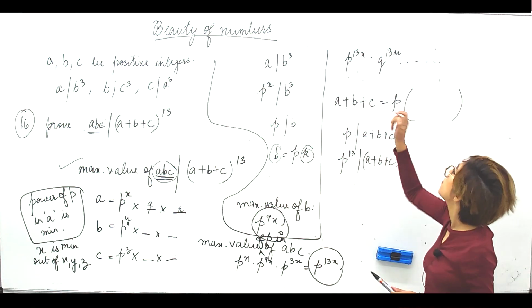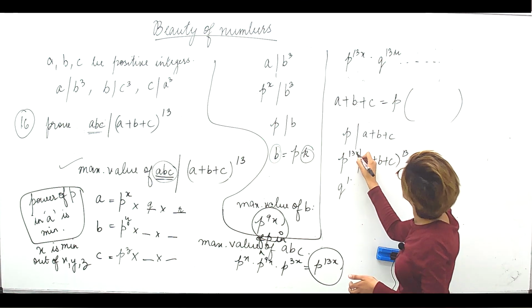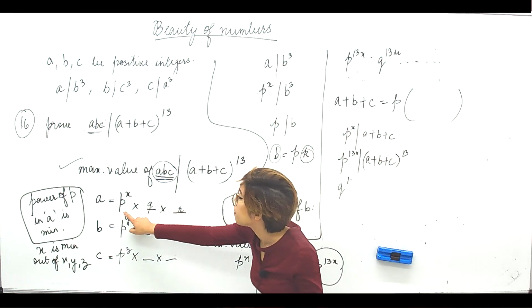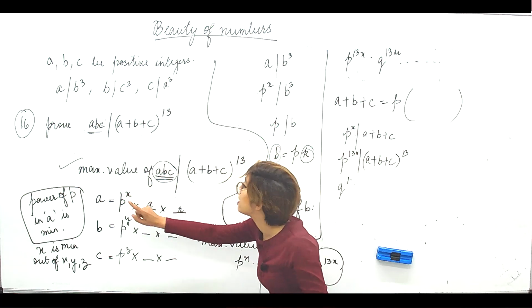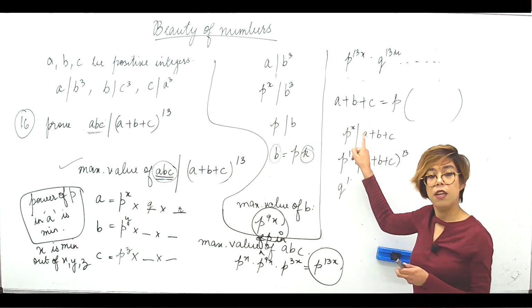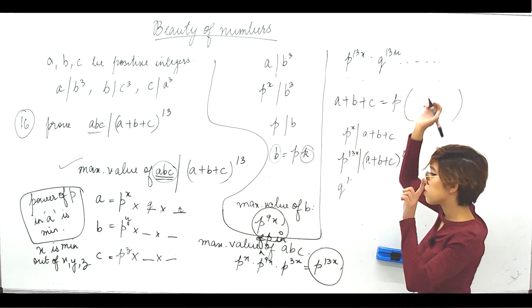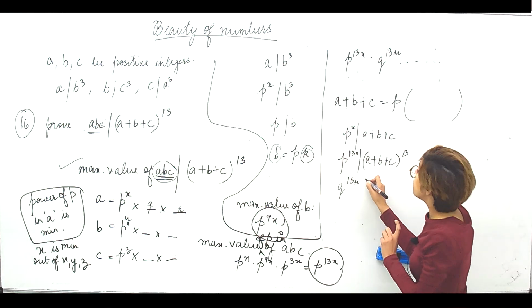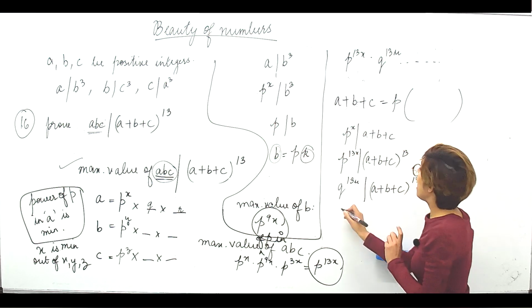Done? On similar lines, I can say that Q raised power 13, here it was x, yes, P raised power x should have been there, because I had taken the minimum power here as P raised power x, right? I did not take 1, that I was explaining to you. I took P raised power x, so that's why P raised power x is common. And here when I take u, I'm assuming that's the minimum power. So similarly, Q raised power 13u should divide A plus B plus C raised power 13, and so on.